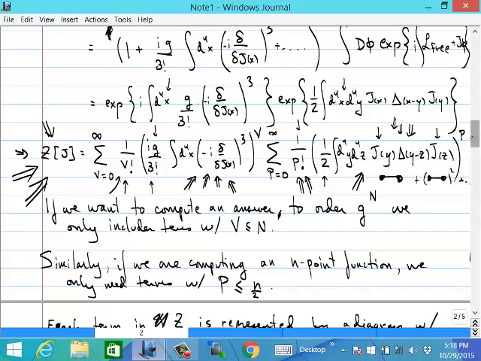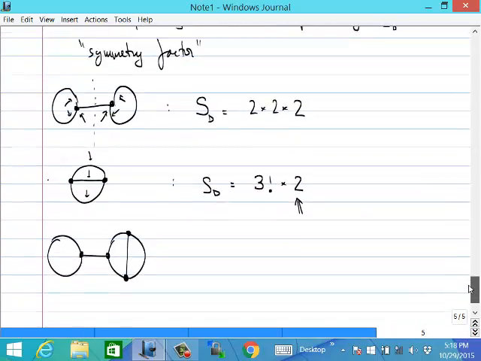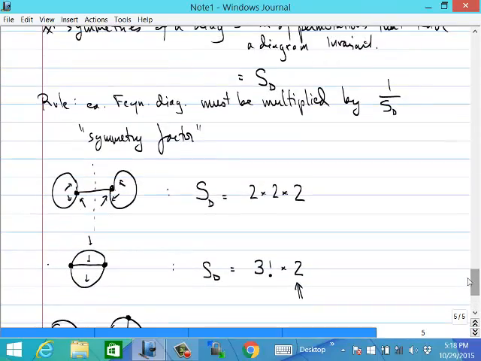The subject of symmetry factors is a legendarily tricky subject. One of the reasons why I like this path integral derivation is that it makes it completely clear what the answer you're supposed to get should be. So if you're ever confused, for example, this term here gave you something like the integral d4x, d4y, delta of x minus y cubed. Okay?